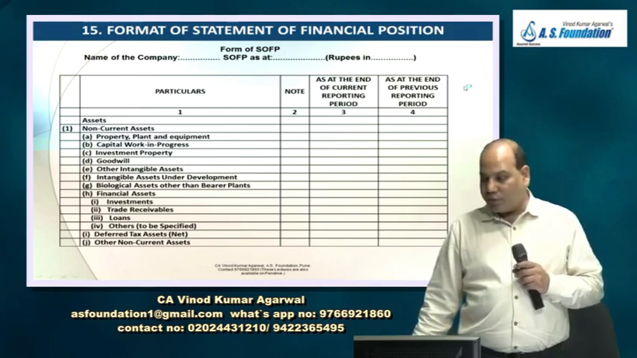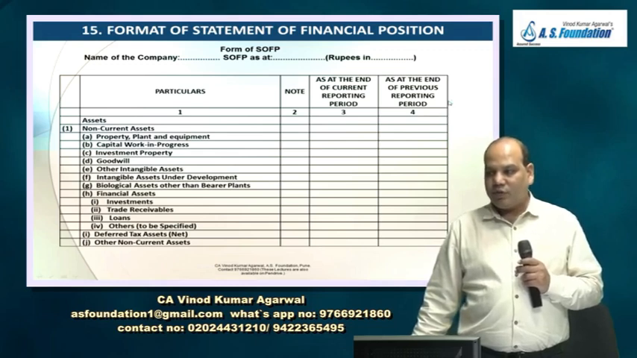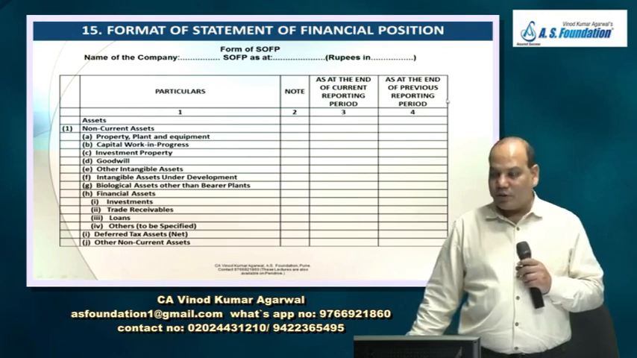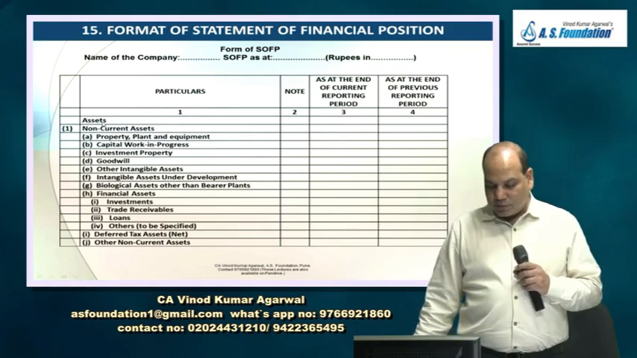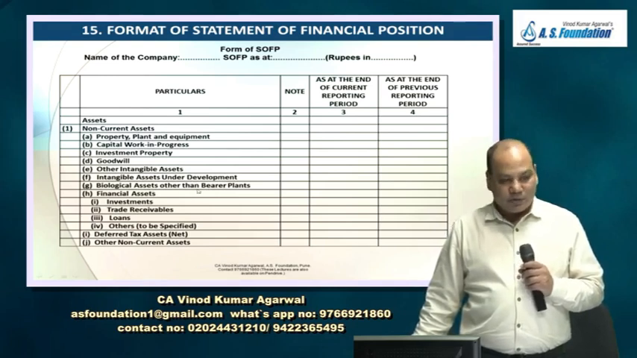Third, SOFP may be required in certain situations. If there is a change in accounting policy with retrospective effect, restatement of item with retrospective effect, or reclassification adjustment. After that, come to this presentation. This is important. You have to know this non-current asset. Under that, PPE, capital work in progress, investment property, goodwill, other intangible asset, intangible asset under development, biological assets other than bearer plant. All this we will discuss in the respective standard.